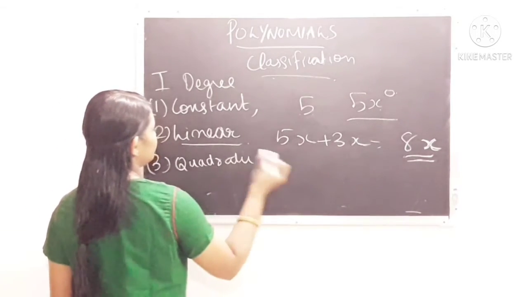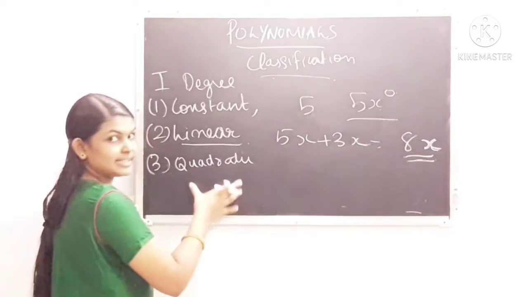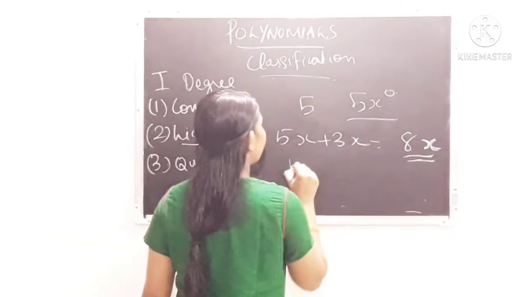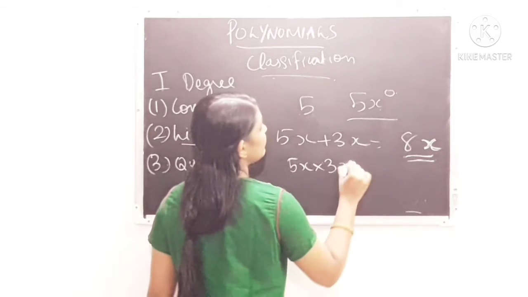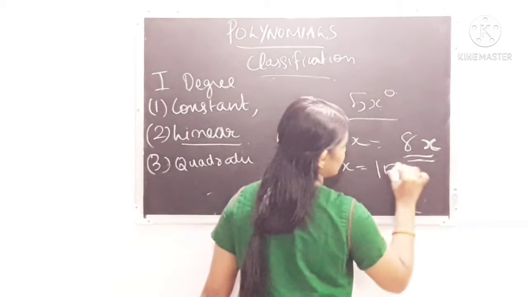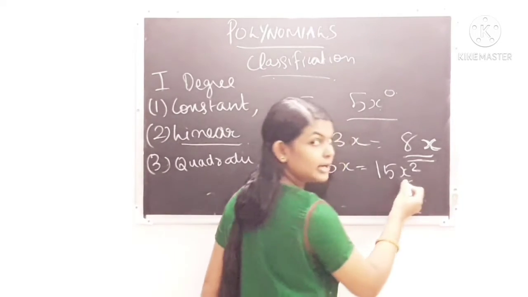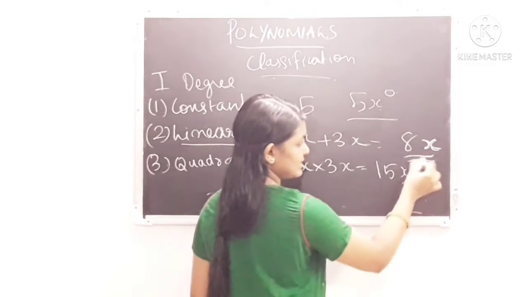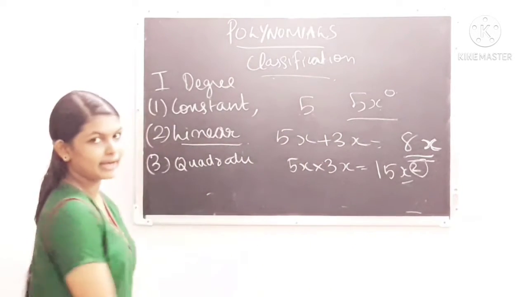A quadratic polynomial has degree 2. For example, 5x into 3x can be written as 15 into x square. Here the variable is x and the power of the variable in this expression is 2. Therefore, it is considered a quadratic polynomial.